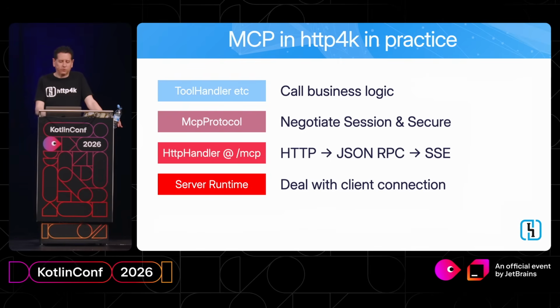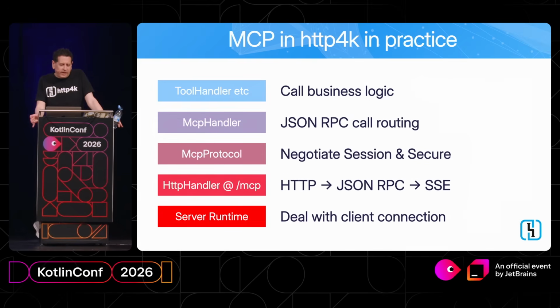And there's also security as well. And finally, there's the MCP handler. We've got JSON RPC call routing effectively. That's what that does. It determines where this message should end up in your MCP stack. Now, there are 5 layers. Once again, it's more complicated than HTTP by a long way.